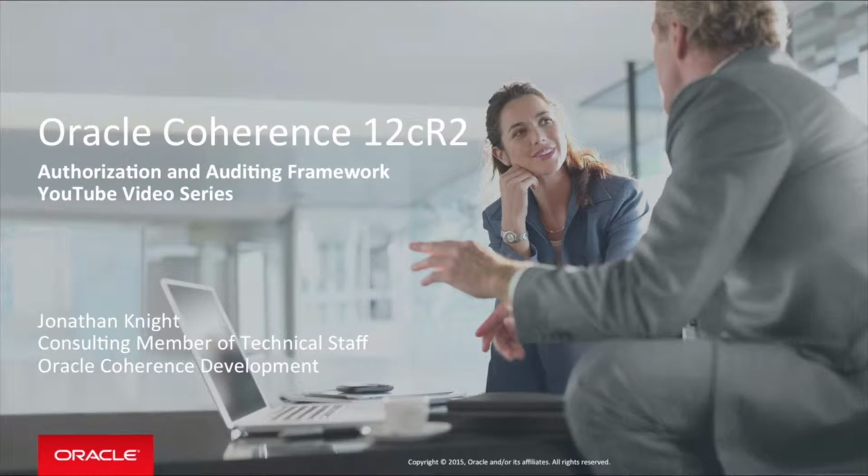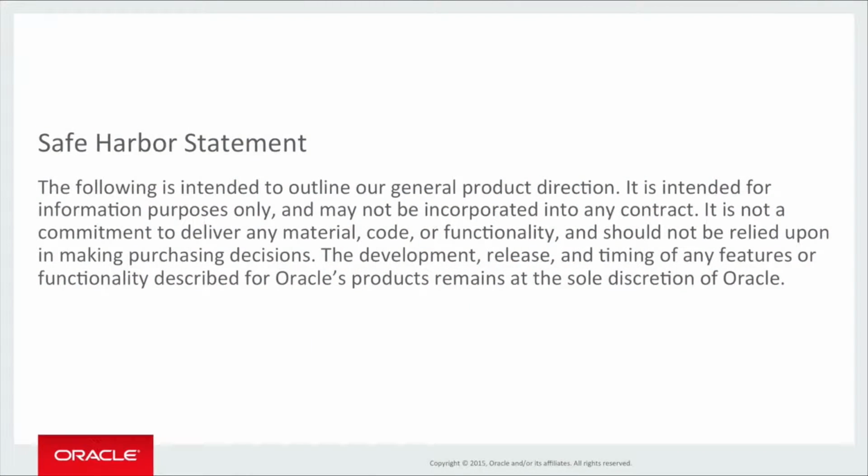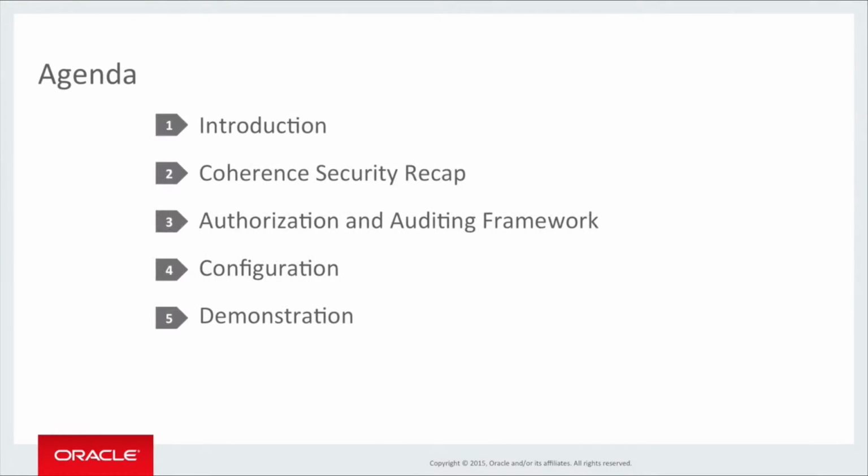Welcome to this screencast about the Authorization and Audit framework that is a new feature of Coherence 12.2.1. In this presentation, we'll give an introduction to the new Authorization and Audit framework. We'll start with a quick overview of the new framework. We'll have a recap of some of the existing Coherence security features that are relevant to the new framework. We'll show how application code uses and configures authorization and audit, and finally we'll show a quick demonstration.